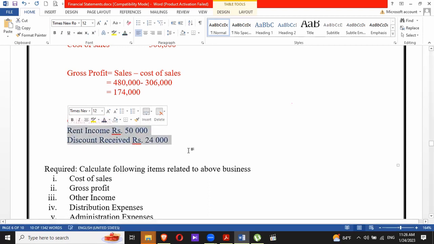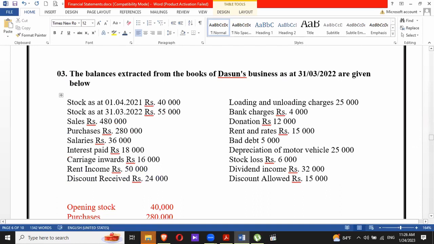Like this. Rent income 50,000, discount received 24,000. Then again go through the question and see any other income available. Loading and unloading, no. Bank charges expense, donation expense, rent and rate, no. Bad debt, depreciation of motor vehicle, stock loss, no.